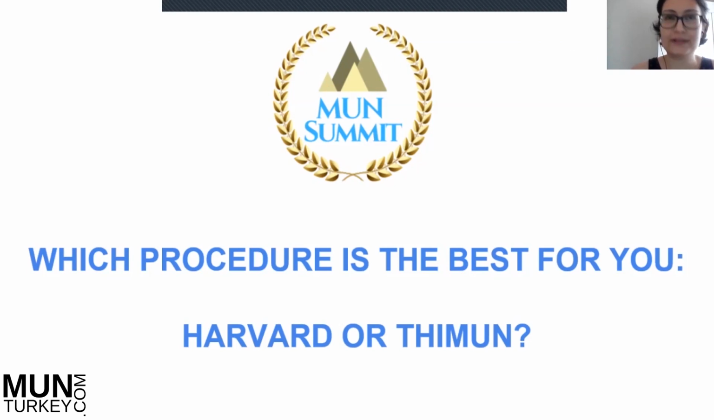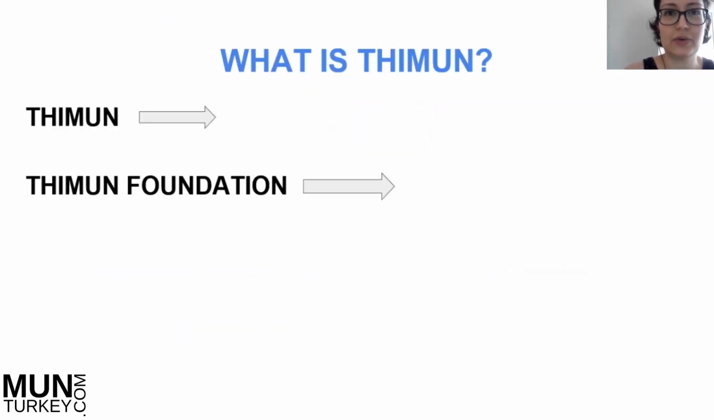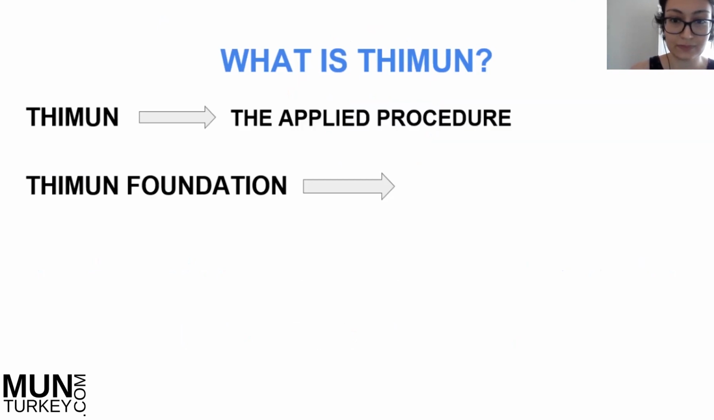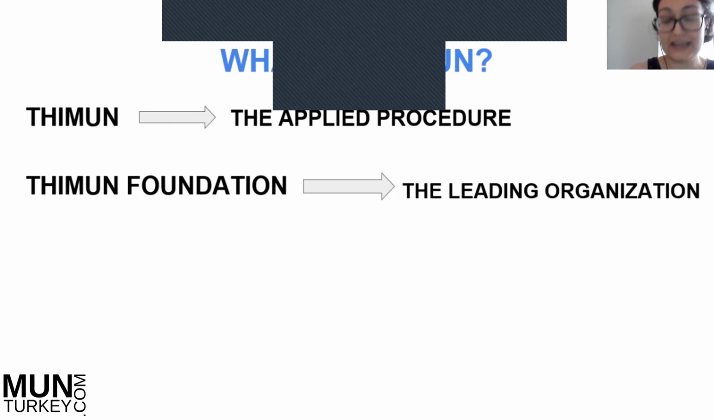Well, what Elif said is actually true. THIMUN has more lobbying, and maybe we can say Harvard has more debate, but let's have a look and learn by ourselves. So basically, there is one thing that we have to make clear. What is THIMUN? Because there are two different things that you can think of when you hear the word THIMUN. One of them is, of course, the procedure, as you see here. It's a rules of procedure, just like the Harvard Rules of Procedure. And the other one is the THIMUN Foundation, the leading organization.